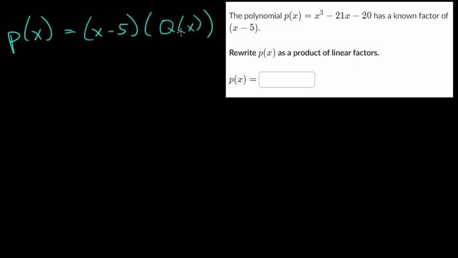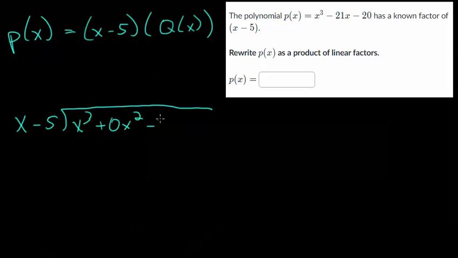And so to find this q of x so that we can then further factor it, we'll just divide our polynomial by x minus 5 since it's a known factor, so it will divide evenly into this. And let's carry that out. So we'll do x minus 5. That goes on the outside of our long division. And we'll do x cubed. Notice it doesn't have a square term, so we have to put plus 0, x squared. Then we have minus 21x minus 20. And we'll do the long division.